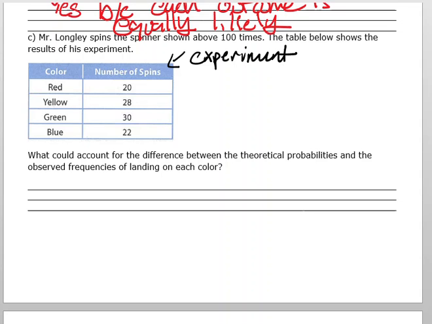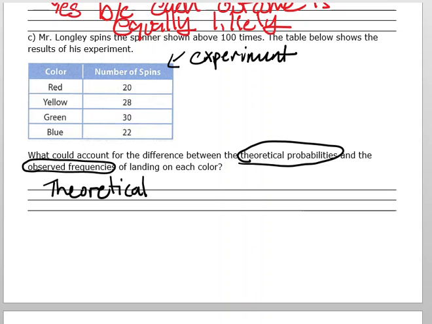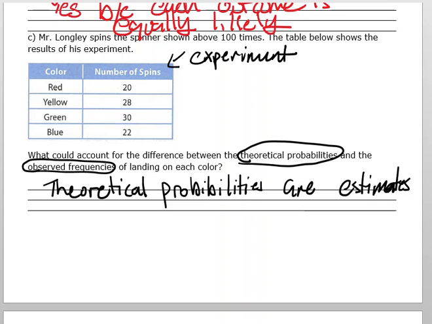What could account for the difference between the theoretical probabilities and the observed frequencies of landing on each color? So theoretical probabilities are estimates, but they may not match the result.